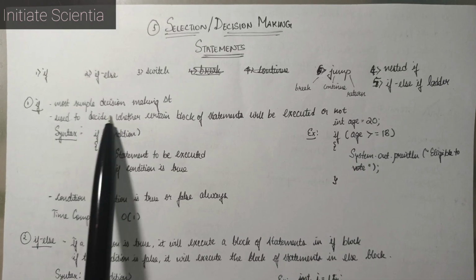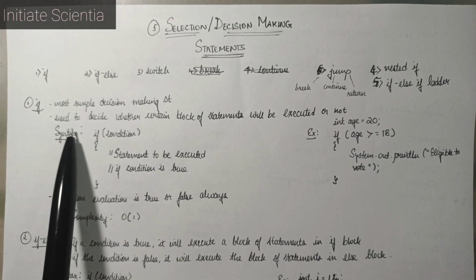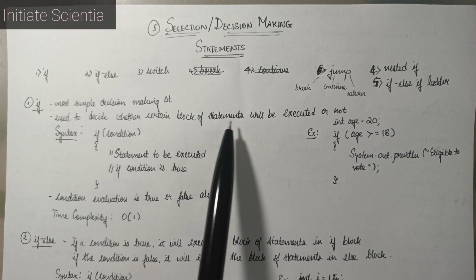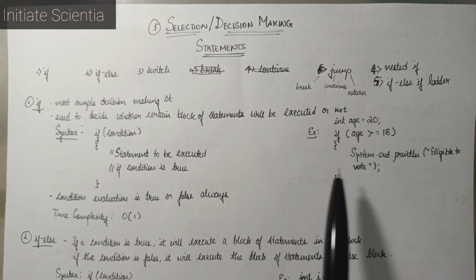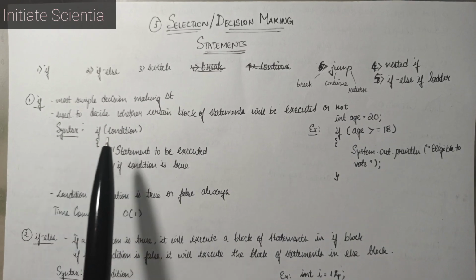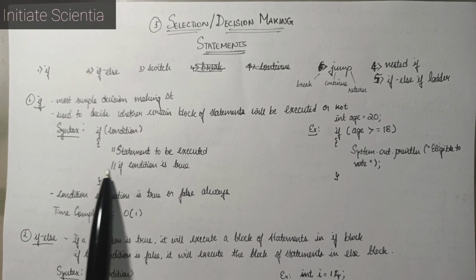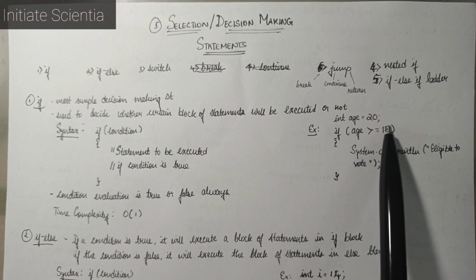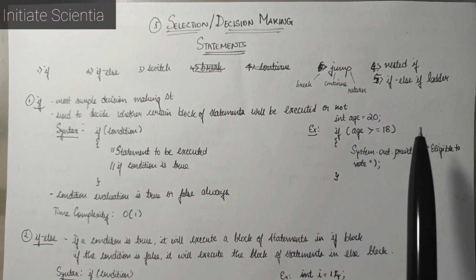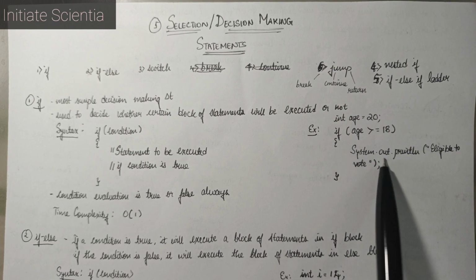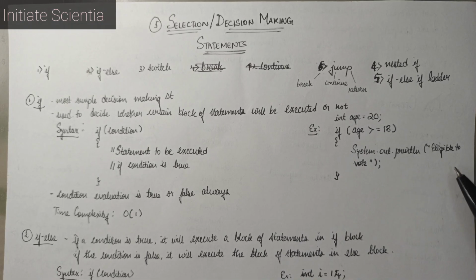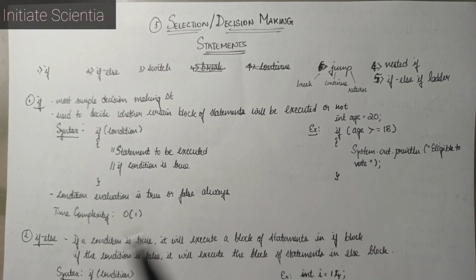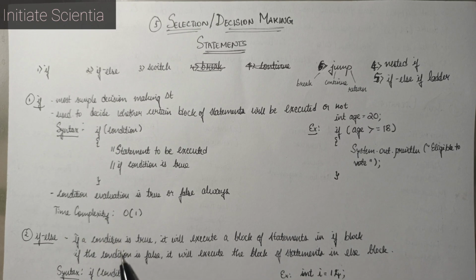If is the most simple decision making statement. It is used to decide whether a certain block of statements will be executed or not. The syntax is: if (condition), the statement to be executed is within the block. Example: int age = 20; if age is greater than or equal to 18, then System.out.println("eligible to vote"). The condition evaluation is always true or false, and the time complexity is O(1).